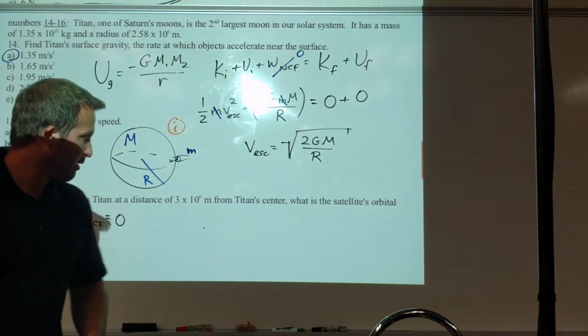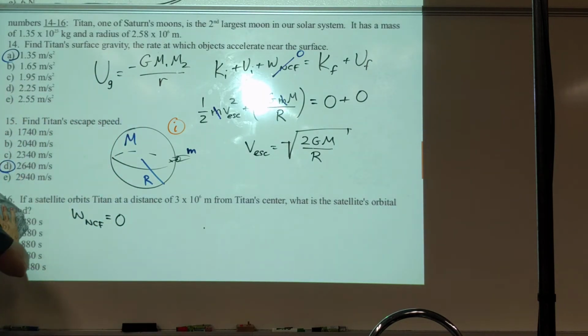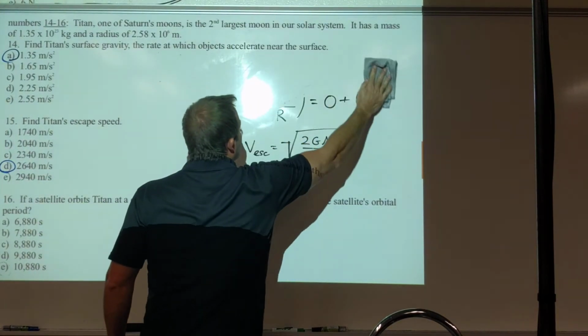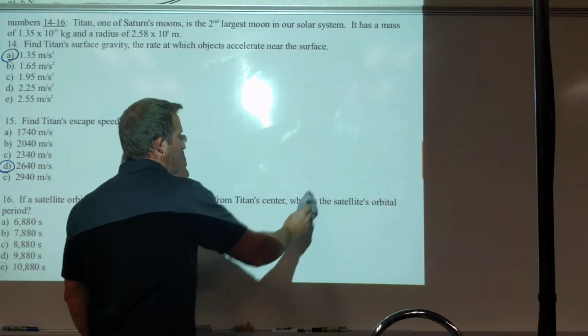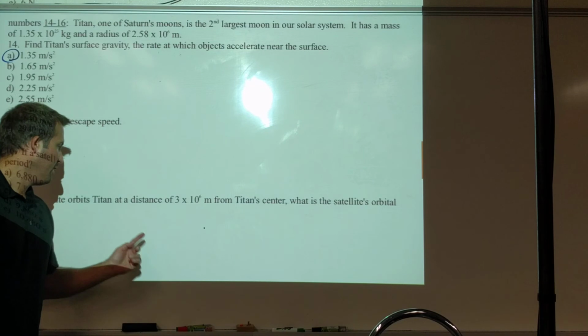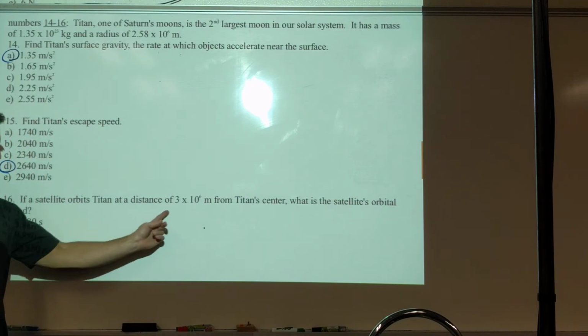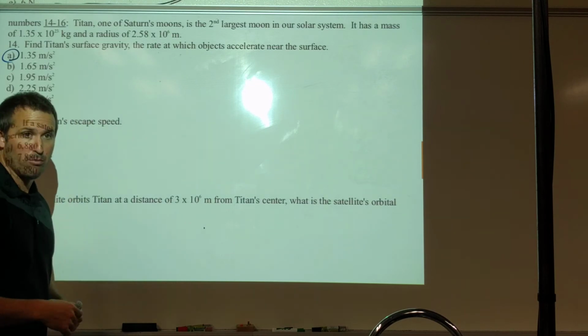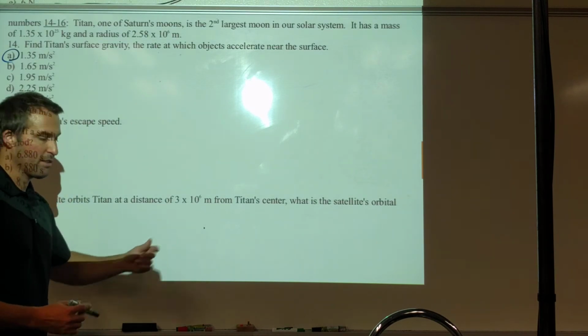And so let's finish it off with number 16. I'm going to clear myself some space here. And on number 16, the question is not completely clear. It just says that there's a satellite that orbits at this distance. We do need to consider it to be moving in a circular orbit of this radius.